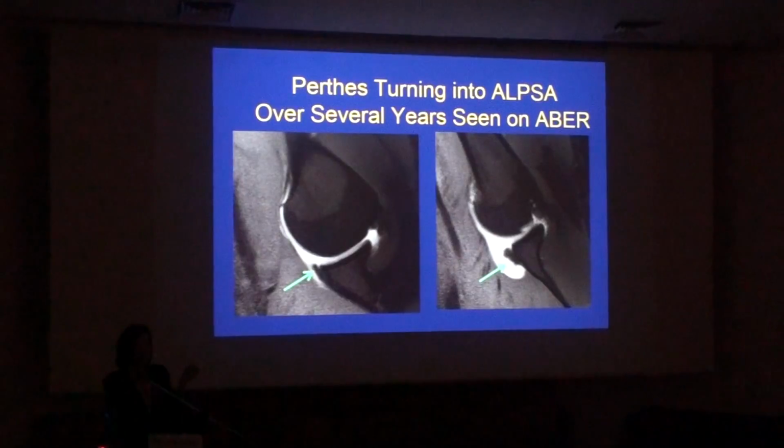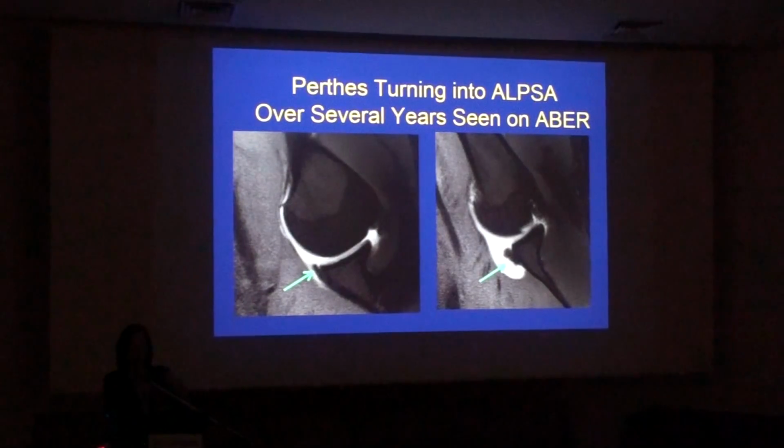There's a little crack right there. It's still attached to scapular periosteum. The labrum is up at the glenoid rim. And then we saw this patient a few years later, and these are both ABER position. And you can see how the labrum retracted medially. So you can go from a Perthes to an ALPSA to a Bankart in the same patient.